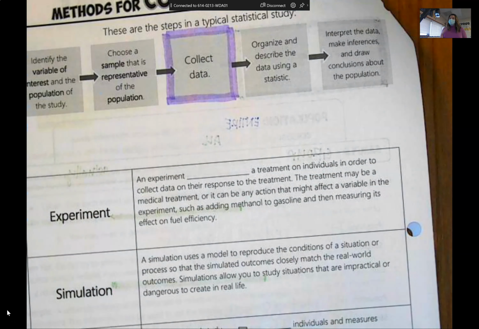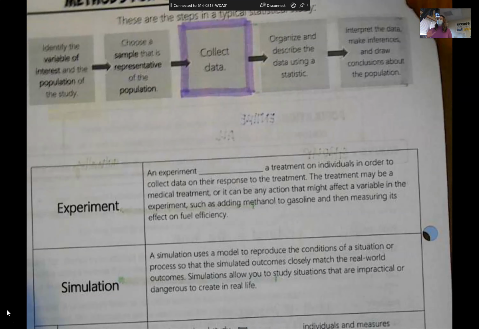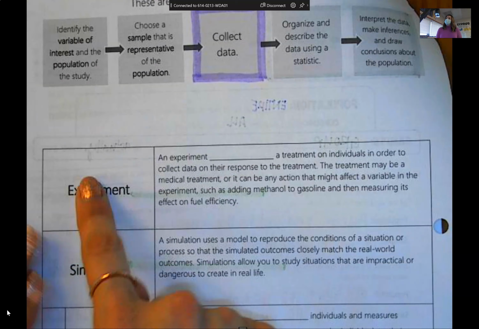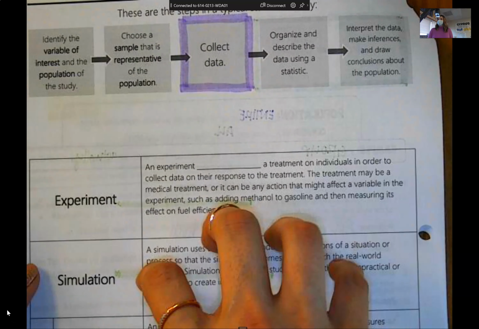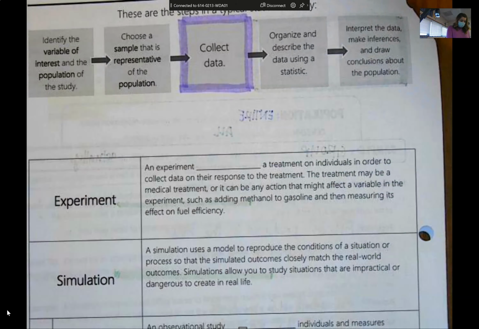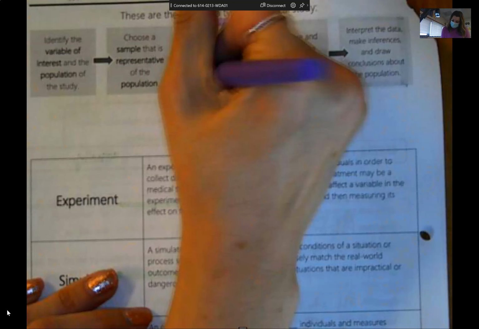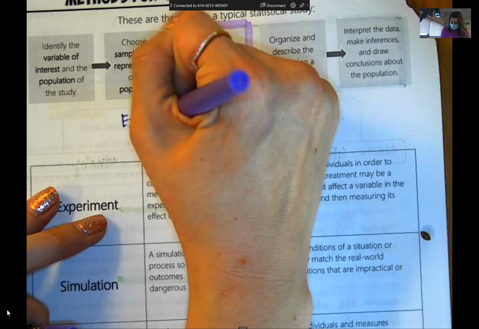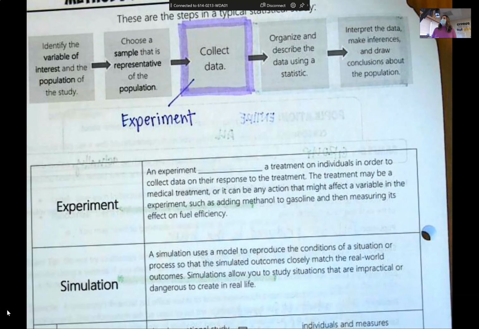There are three methods for collecting data. And I'm just going to go in the order that you see them in the table below. So from this little collecting data box, I'm just going to draw some arrows for myself. The first one is an experiment. So from this little box, I'm just going to write one way to collect data, or one method, is to conduct an experiment.